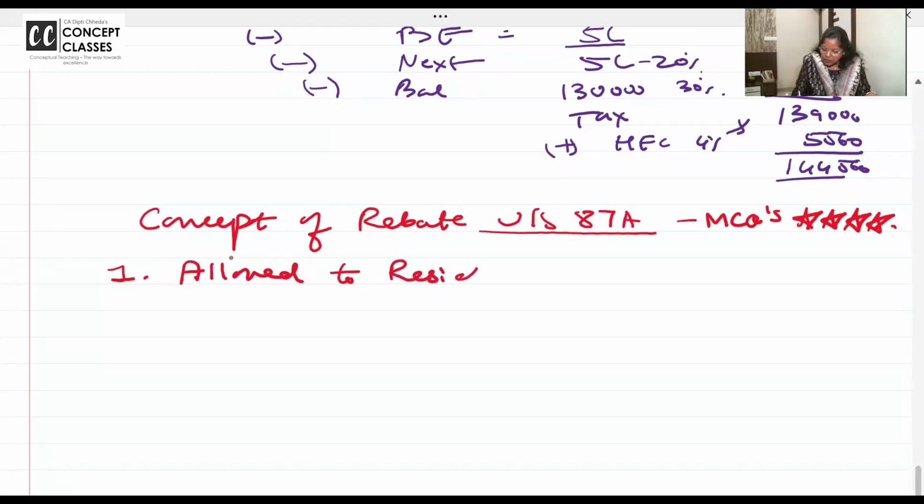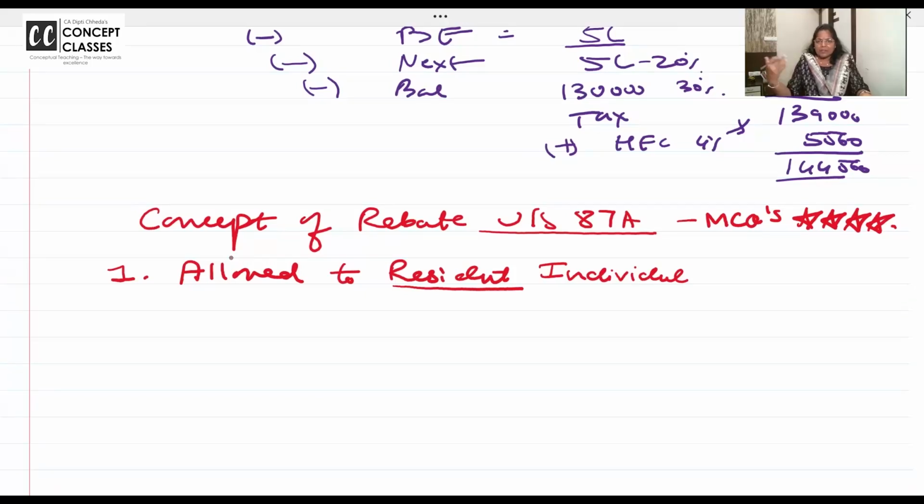Allowed to resident individual. Ma'am, it will not be allowed to HUF and partnership firm and all. If a partnership has got only peanuts income, 10,000, उनको नहीं मिलेगा. Who will get this benefit? Individual. That too, I want all of you to underline, resident individual. If you are a foreign resident person who came to India and paying tax, you will not get the benefit. Okay. Second condition is, what should be their total income?